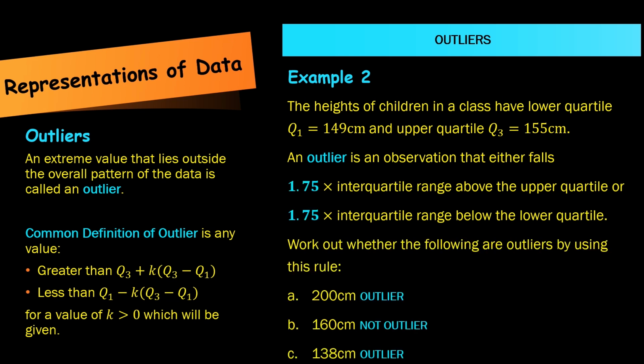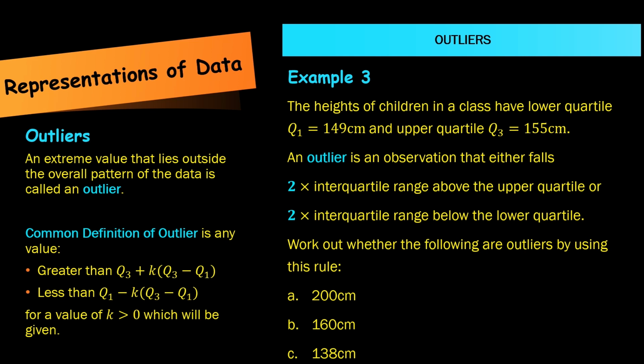So here's a summary of the key points. Using k equal to 1.75, we've concluded that 200 centimeters in this example is an outlier, 160 centimeters is not an outlier, and 138 centimeters is an outlier. Now, this is the case for k equal to 1.75, but what if we used a different value for k? Say k is equal to 2. Let's try this in our next example.